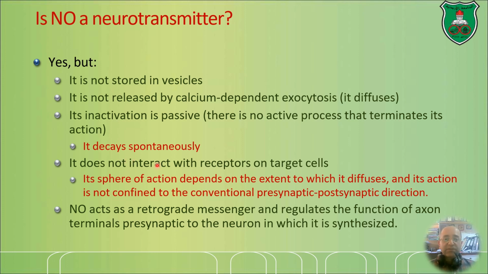It can be inactivated and it does not interact with receptors على cell surface. Rather, it goes inside cells. It binds the enzyme اللي هو guanylate cyclase to produce cyclic GMP. Its sphere of action depends on the extent to which it diffuses. لو ممكن يوصل, لأنه احنا بنتكلم على very short half-life 2 to 4 seconds. يا دوب يطلع من السيلز ويعمل interaction مع neighboring مع enzymes ب neighboring cells.